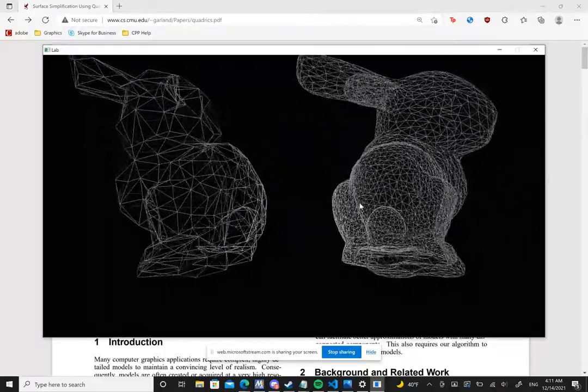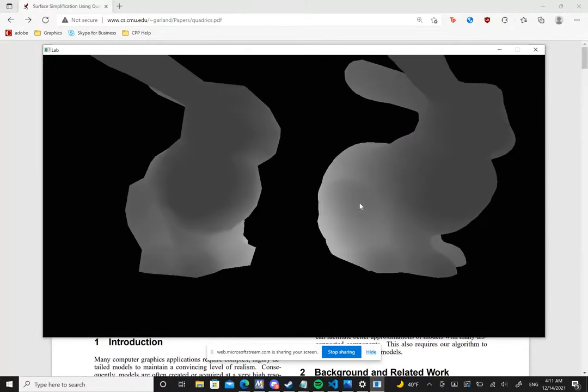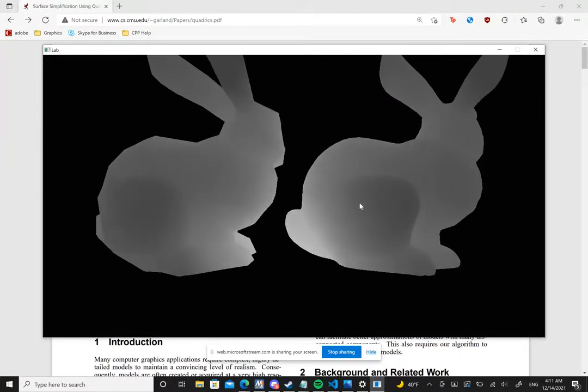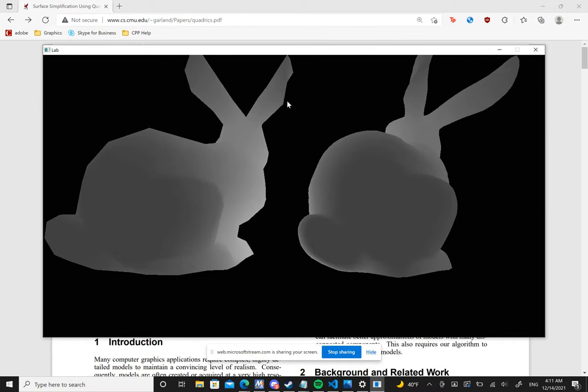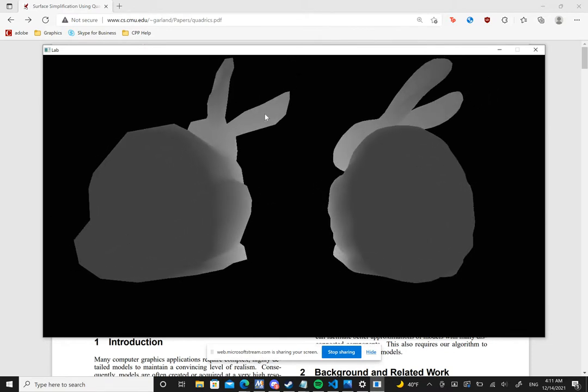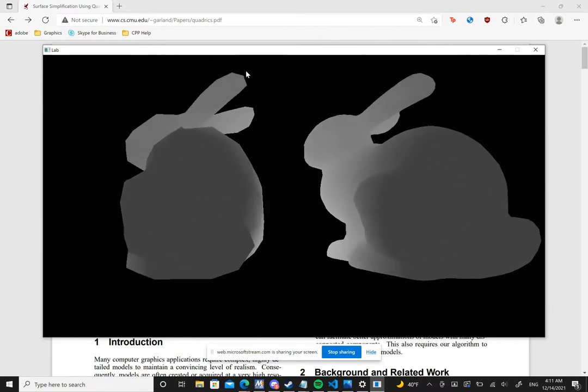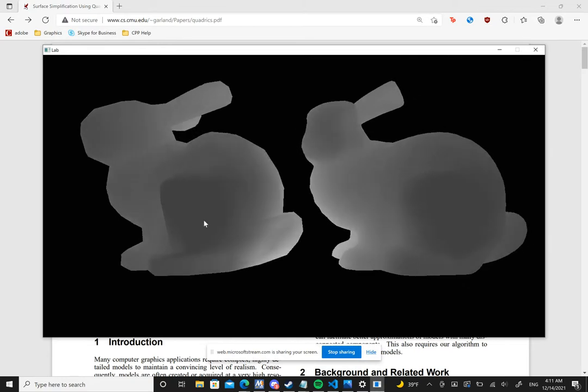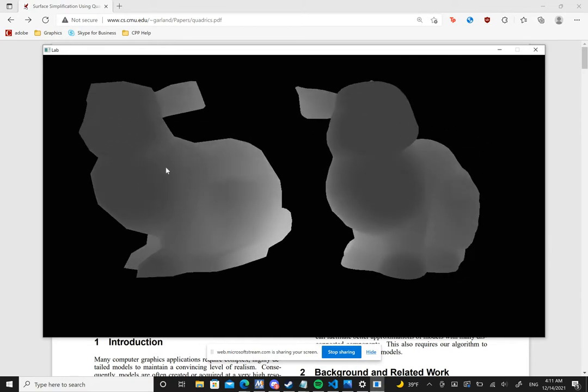Let's see how it looks not in wireframe mode. You can see that this is a really close approximation of the original mesh, again with the tubing of the ears, the tail, and all these features. There are a few polygonal artifacts visible, but from far away it would be very hard to tell.